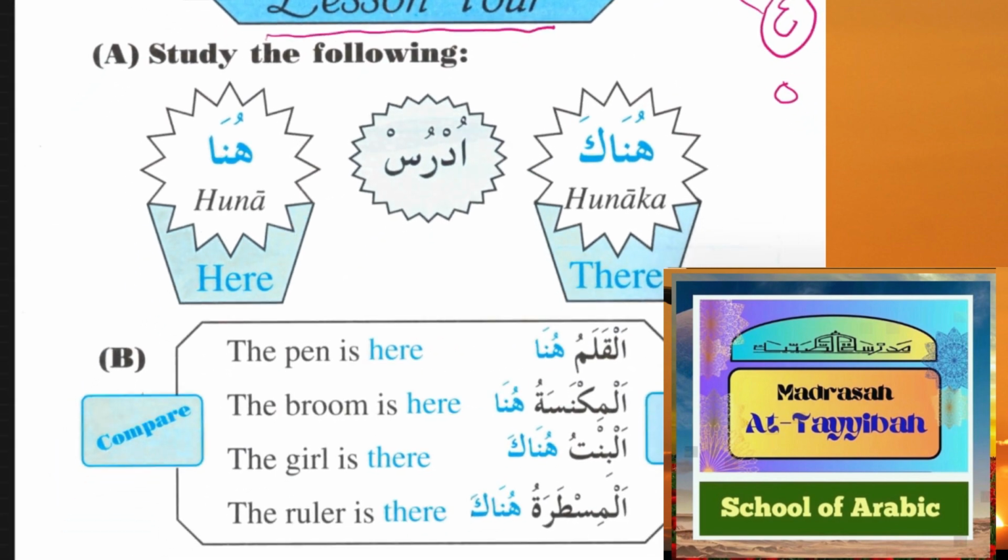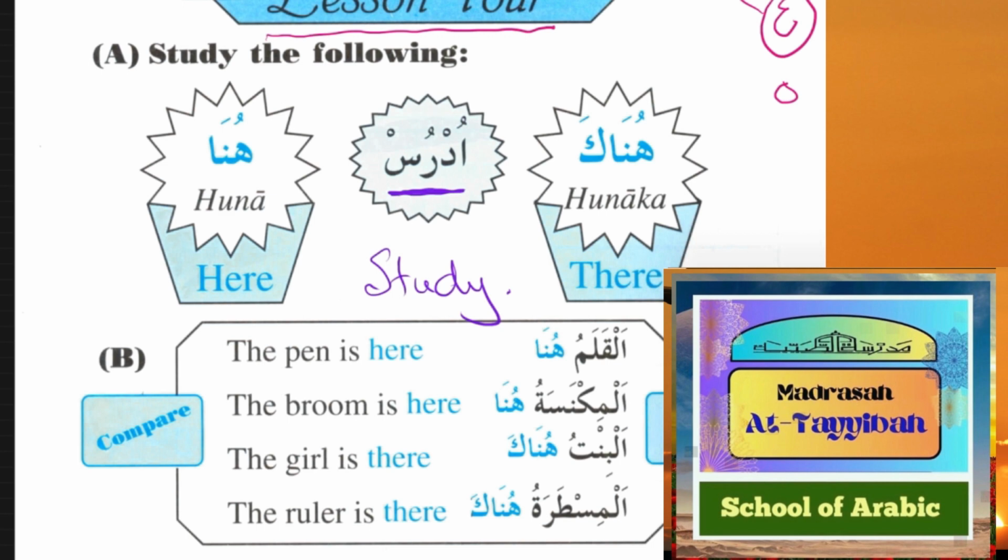So here, first of all, udrus. Udrus, once again, means study. So you can say udrus ad-dars, study the lesson. Or udrus هذا الدرس, study this lesson. We'll explain هذا and so on again in future, inshallah.